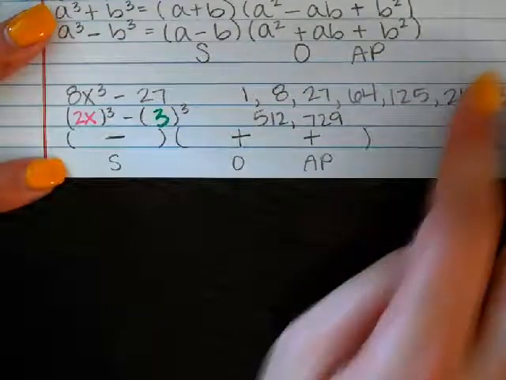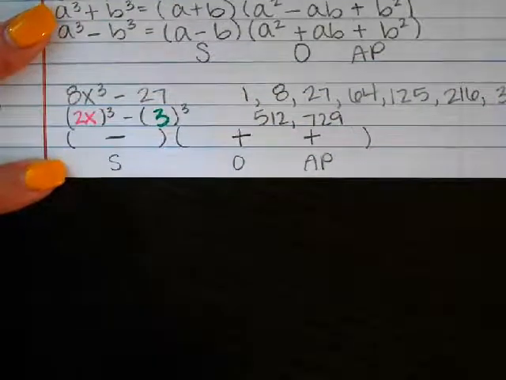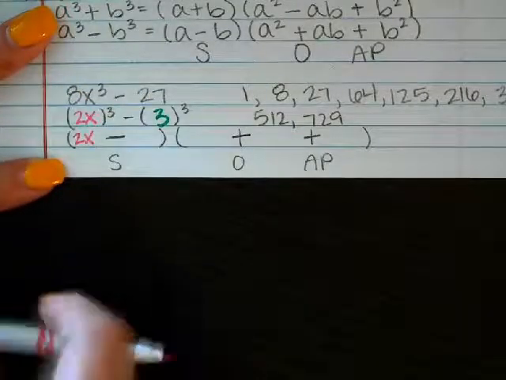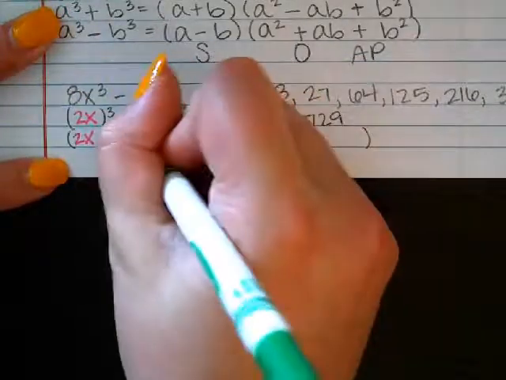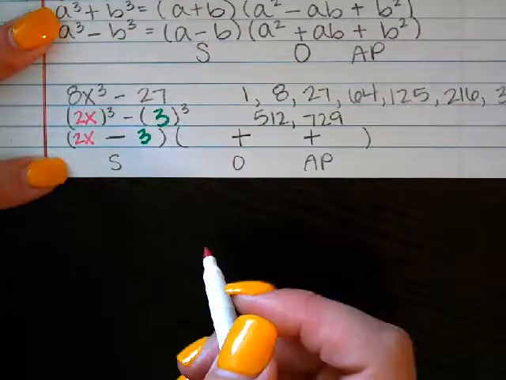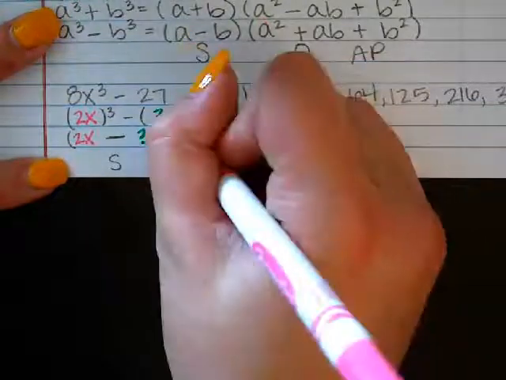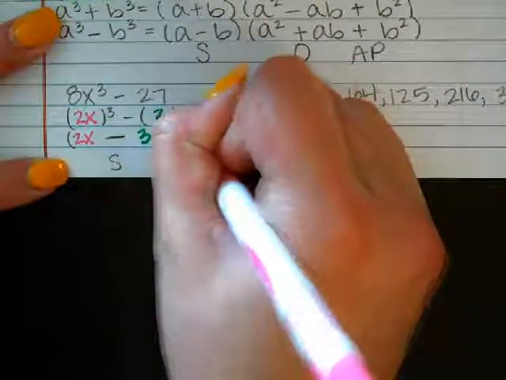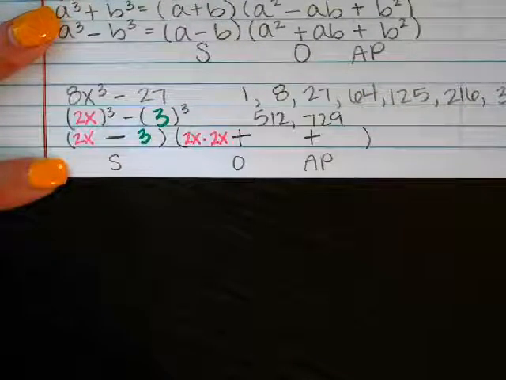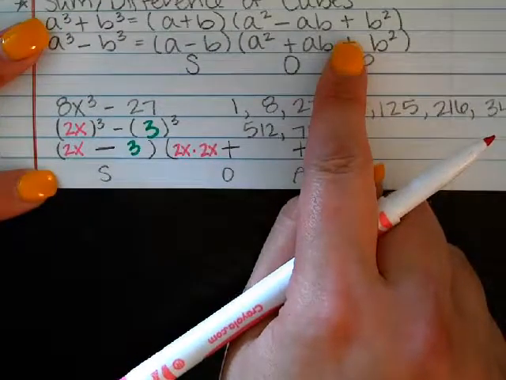So we start off with 2x minus 3. You got that? Okay. Then it says a squared. What that means is we're going to do 2x times 2x. Everyone see that? 2x times 2x. We're going to get there in a second. I'm just showing you how you can memorize this formula without working very hard.